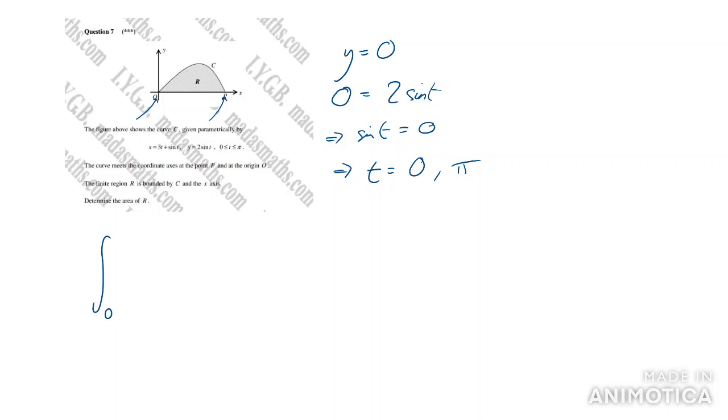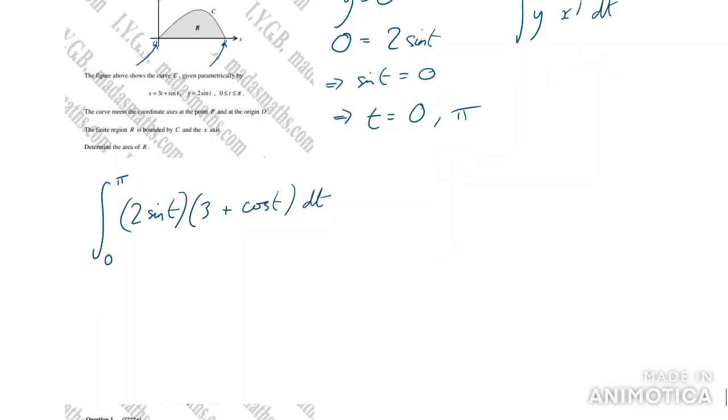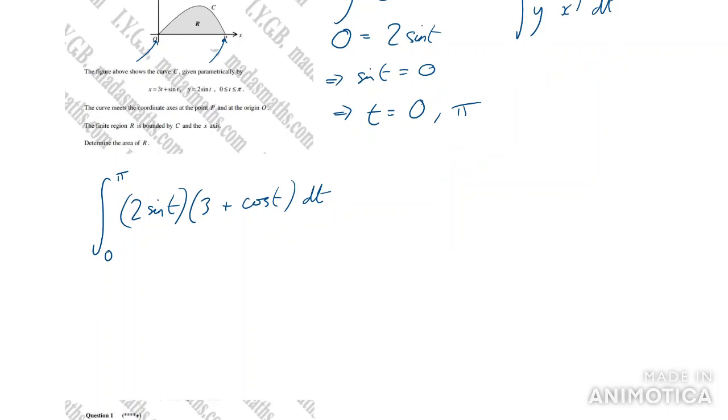Our integral between 0 and pi, remember it's the integral of y x dash dt. So it's going to be y, which is 2 sine t, times x dash, which is going to be 3 plus cos t dt. And then, as you can see, this now isn't too bad as far as integrals go. So it's not a particularly difficult question to finish. It's the integral of 6 sine t plus 2 sine t cos t.